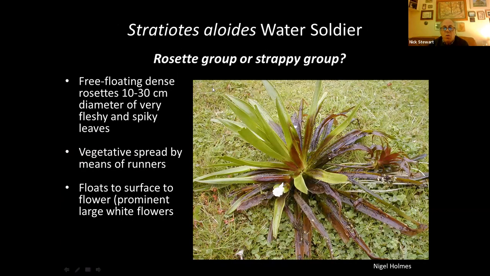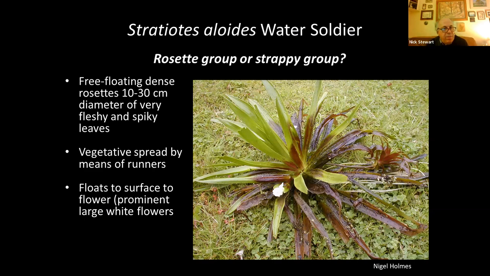Also, I'm never quite sure where to place this in terms of groups, whether it counts as a rosette plant or a strappy plant. But the water soldier is a native in parts of Britain, but it's quite widely introduced elsewhere, and it's quite a serious problem, because it's quite a bully, and it will outcompete other things.